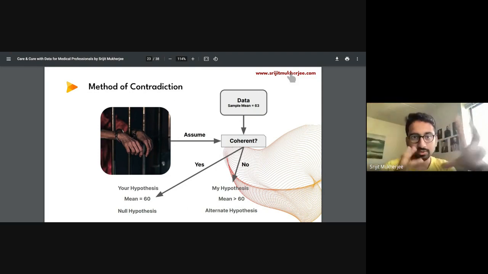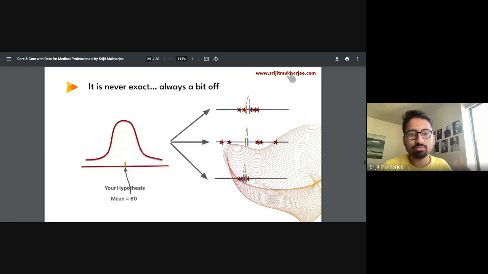We'll show it in a much more mathematical, intuitive, statistical way. If it turns out to be coherent, we accept that your hypothesis is true, or rather we cannot reject it. But if it doesn't turn out to be coherent, we say that the alternate hypothesis, my hypothesis, is actually correct. It is greater than 60. This is the idea of contradiction that statisticians use to prove things in a statistical way.